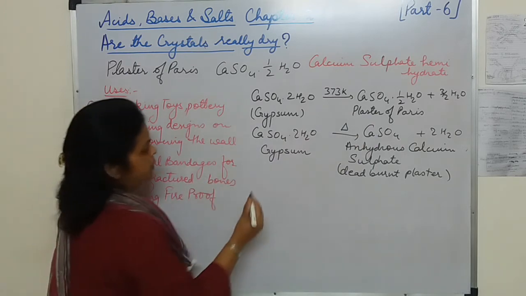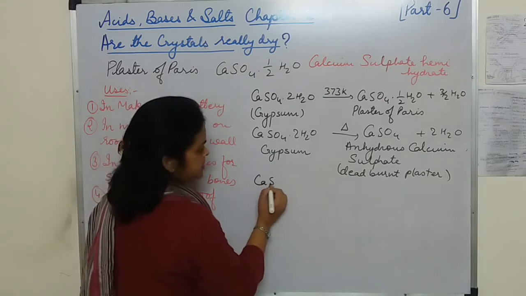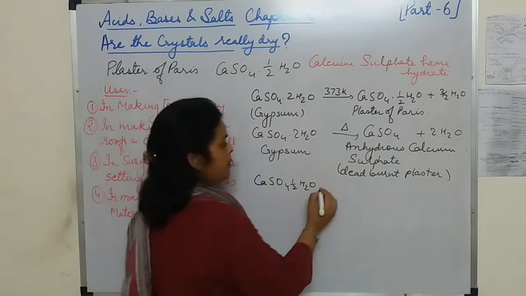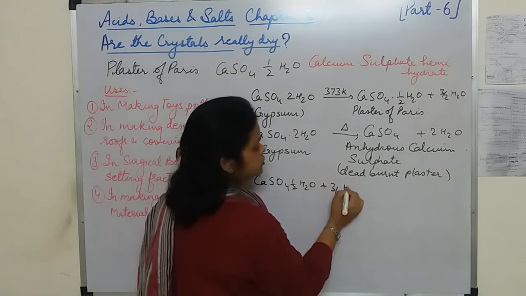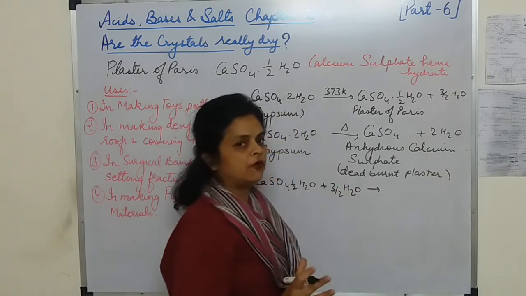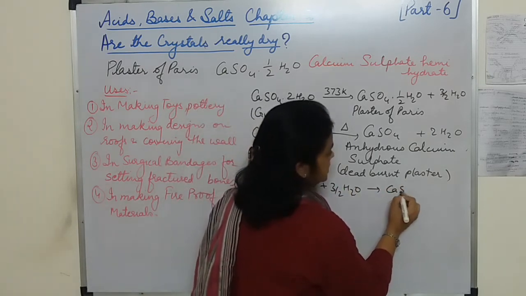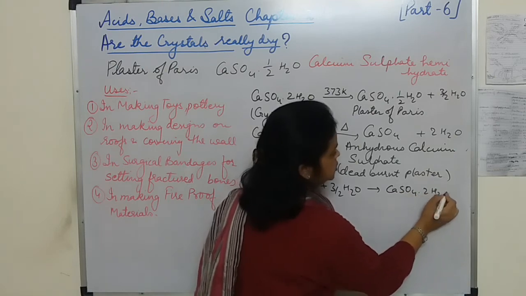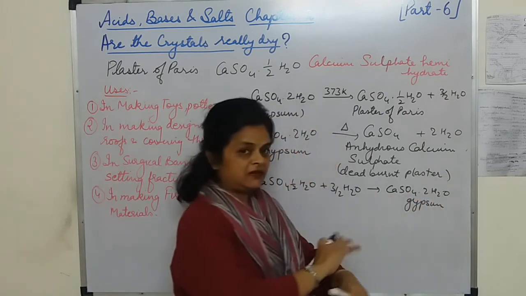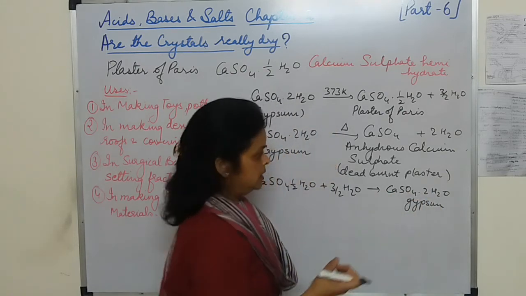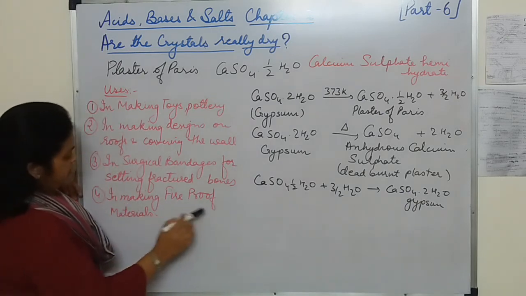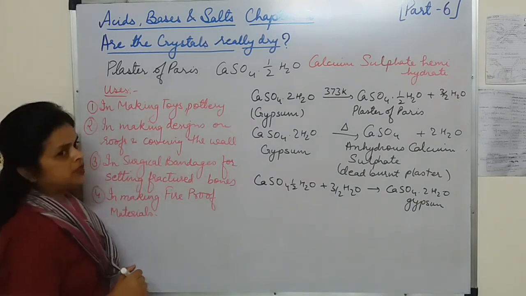So here you can write the equation: plaster of Paris, that is calcium sulfate half water molecule, combines with 3/2 H2O, that is 1.5, and it hardens to form a substance CaSO4 dot 2H2O, which is called gypsum. You must have seen the white colored plaster that is so hard, and that is actually the gypsum. And the last one: this POP is also used in making fireproof materials.